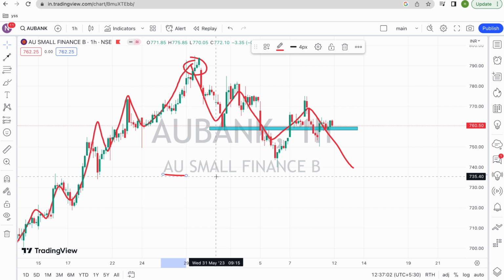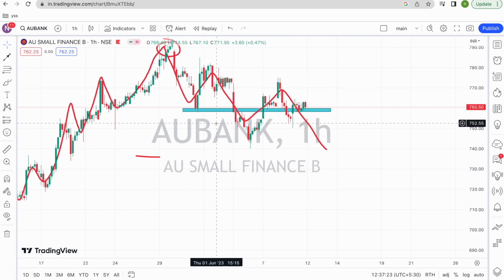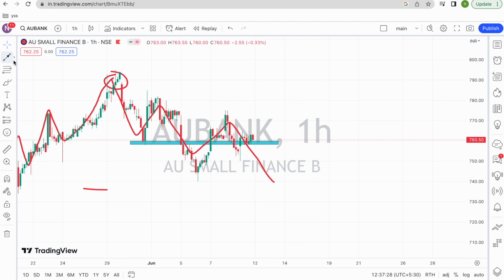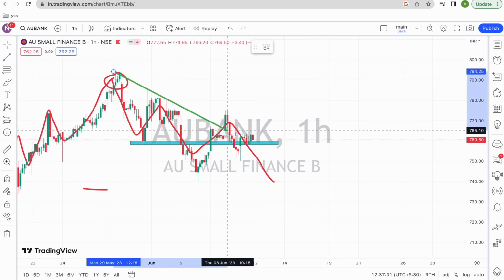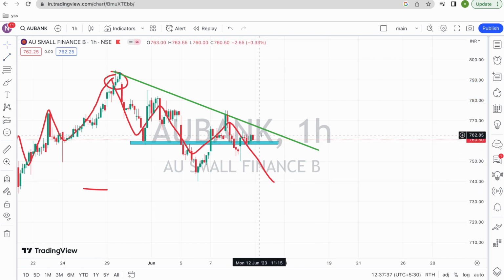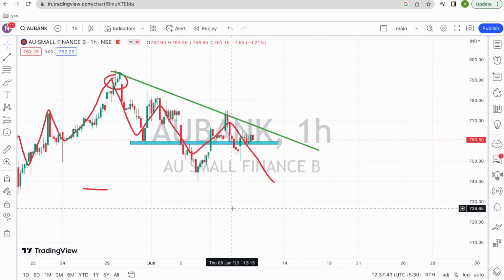So in trading, anything that you can see on the charts might not be the reality, right? If a stock is going up, it doesn't mean it is going to go up forever. And if a stock is going down currently, many traders would think a downtrend might have started, and they will start drawing something called trend lines. For them, this is a trend line resistance, and from every trend line resistance, they are going to short the market. That is AU Small Finance Bank.